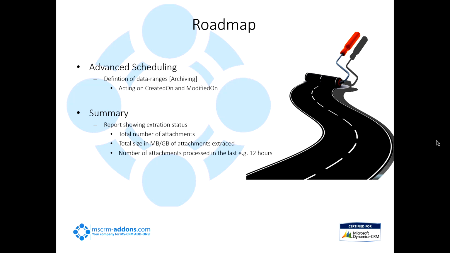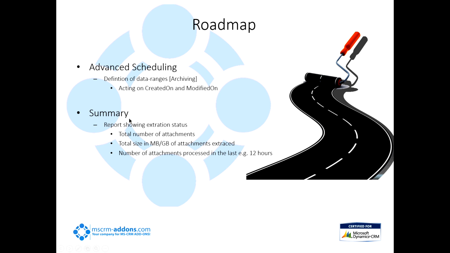I want to talk a little bit about the roadmap for Attachment Extractor here. Some of the things that we have coming up is the advanced scheduling, okay? Basically, you can define date ranges. This is good for archiving purposes, so let's say, for example, we want all our 2014 attachments to be in one folder and the 2015 attachments to be in another folder. You can have it act on the created on or the modified on date so that it puts the attachments in the correct archive. That's going to be a really nice feature, because instead of just a SharePoint location with a whole bunch of attachments in there, they're actually going to be archived how you want them to be.